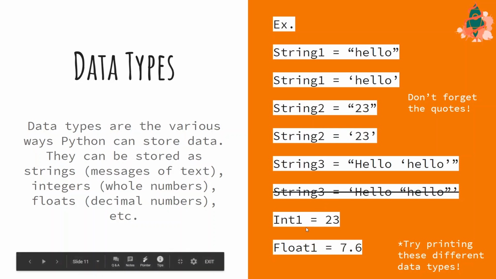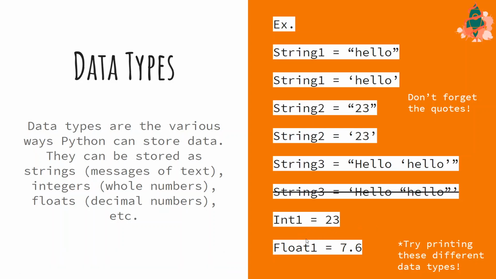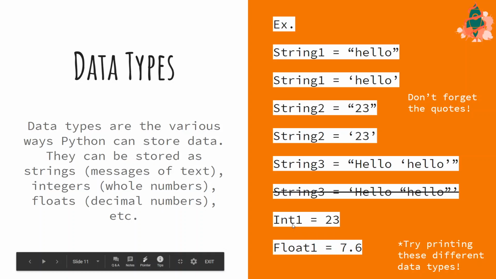Then for the integer data type, you don't need to use quotes. You can just do int equals 23 or int1 equals 23. The difference between integer and float is that integer can only handle whole numbers, while float can deal with decimals as well.